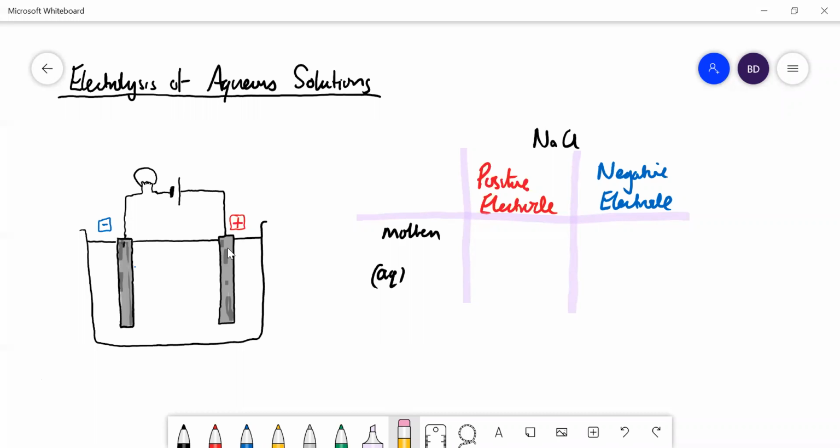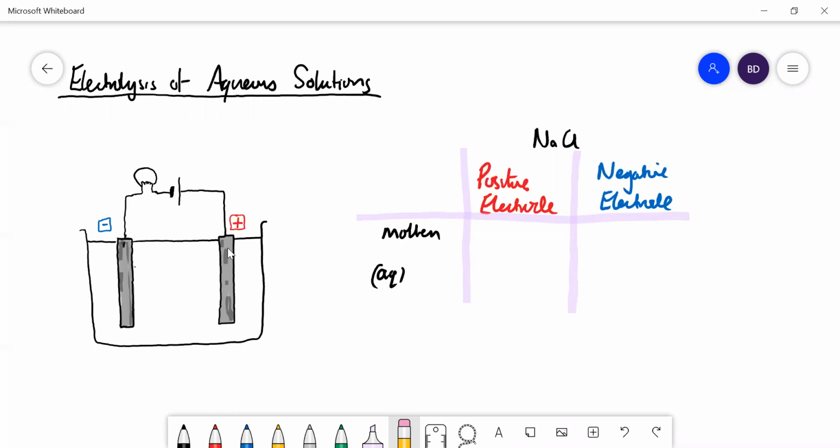Okay, we've looked at the electrolysis of molten sodium chloride. Now we're going to look at what happens when you electrolyze it in aqueous solution. And this is probably one of the most difficult things to understand at GCSE chemistry.